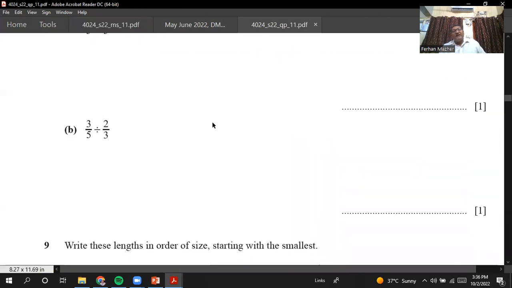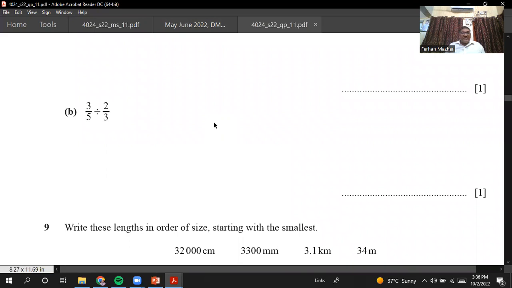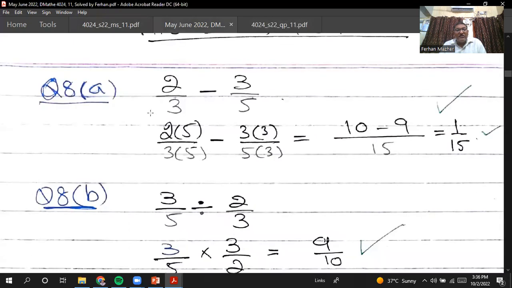The next question has two fractions which are divided by each other. He says 3 by 5 divided by 2 by 3. When you have a divide sign, you convert that divide sign into a multiplication sign, and the fraction right after the divide sign should reciprocate. It should flip. And then you can simply do your calculation.